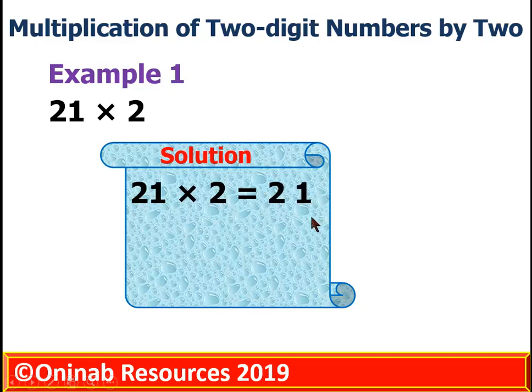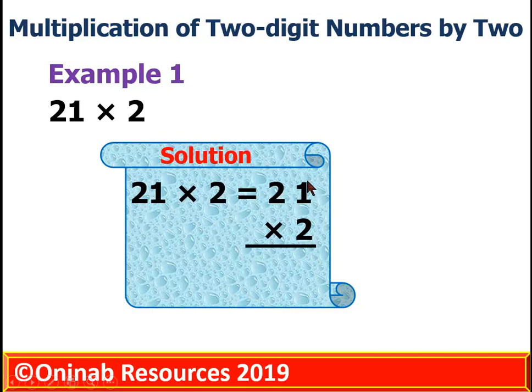Then the 2 will be under 1. Multiplied by, this is 21 multiplied by 2. So we go digit by digit using the 2 to multiply every digit. So we have 2 times 1. The method is we start multiplying from the back, from behind.